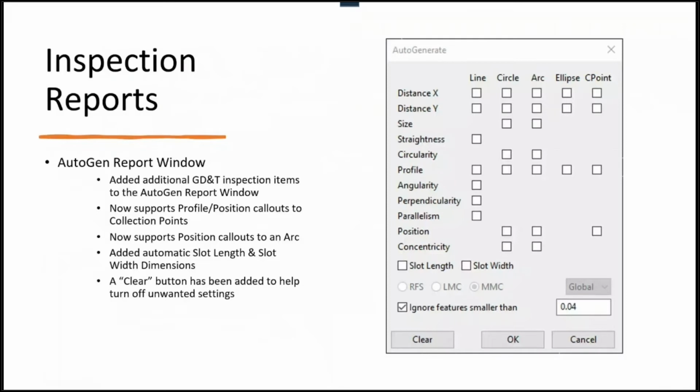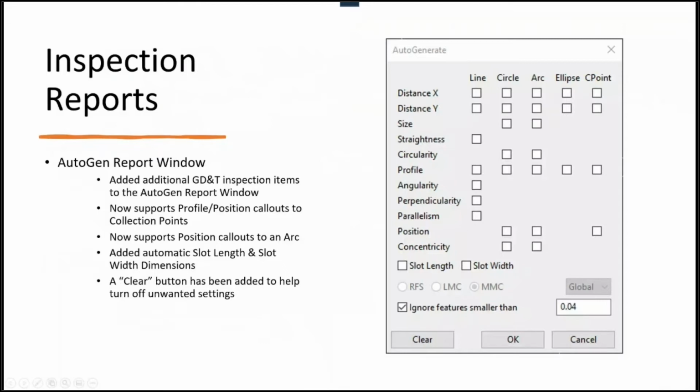Now we do support profile and position callouts to collection points. So you'll see on the far right-hand side here, my collection points also have an option for profile and for position. That was not an option in the 2020 software. You had to manually go create those dimensions. Now I can do that with ease. We also now support positions to an arc callout. We still do not support positions to an arc with a material condition, but we can still at least do a position of that arc back to a datum frame if needed.